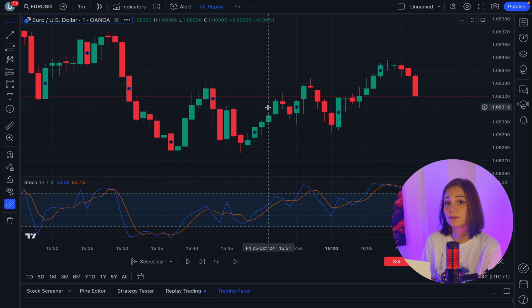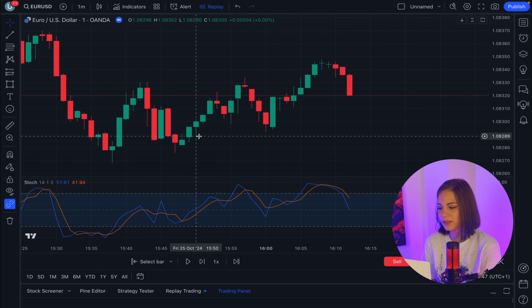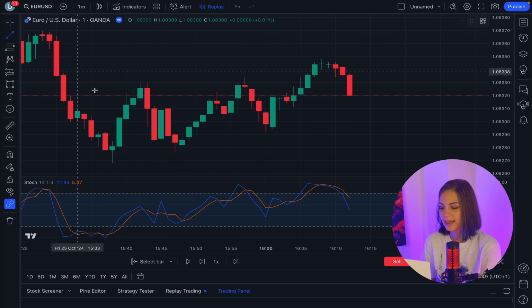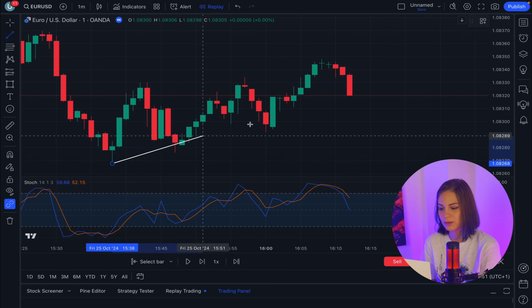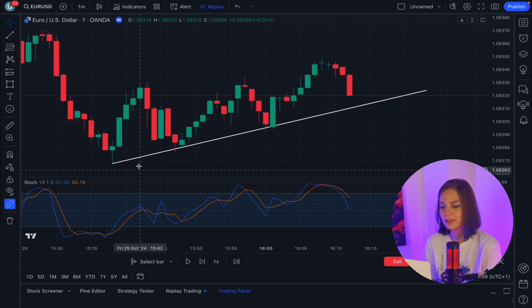Let's imagine that we are a breakout trader. So we need to find the trend and the point where the trend is going to do a reversal. It doesn't matter which strategy you choose, a breakout or maybe continuation strategy. First things first, you still need to find the trend line.